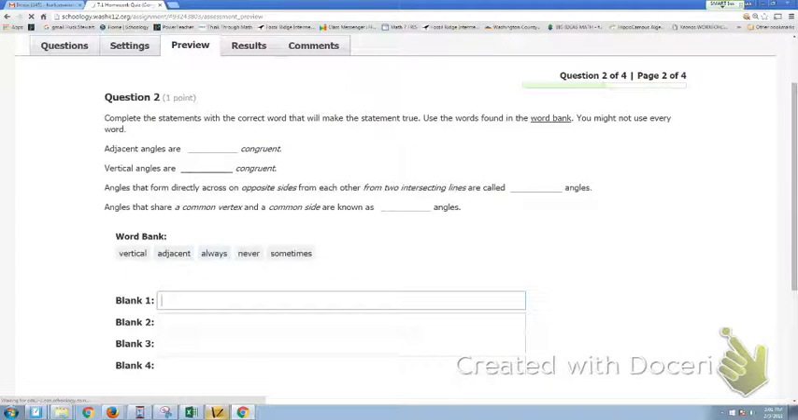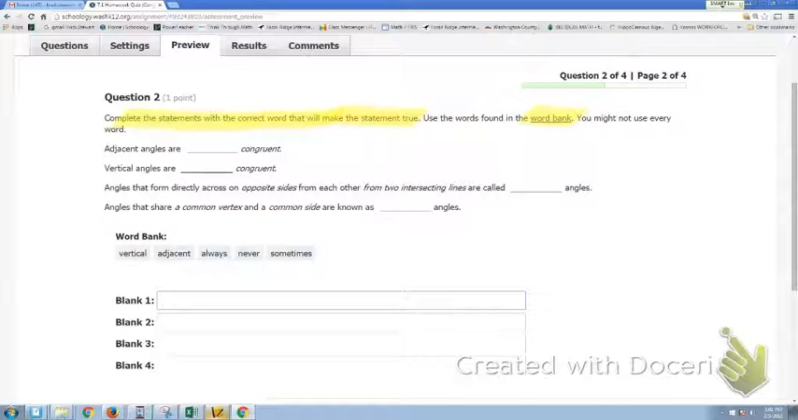Look at this next one here. I'll teach you how to do this question, and this is how it works. First of all, it says complete the statement with the correct word that will make the statement true. Use the words found in the word bank. You may not use every word, just so you know. So here's the word bank down here, and each space is either going to be vertical, adjacent, always, never, or sometimes, so you just have to figure out which words fit.